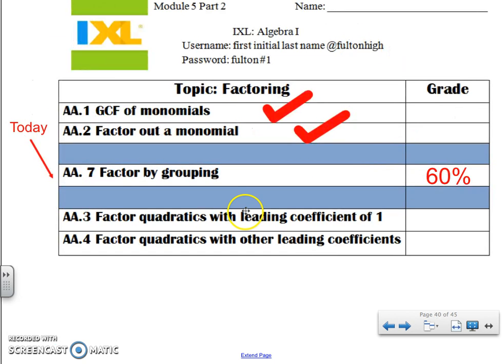Okay, so now we get to practice. We are on AA7 now, factoring by grouping, and then you only have to get it to a 60%. If you go higher than a 60%, you will not know how to do those.